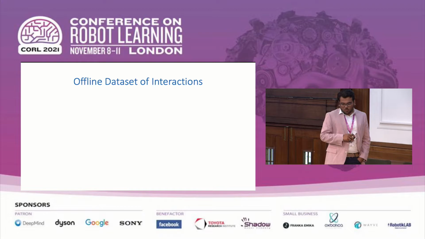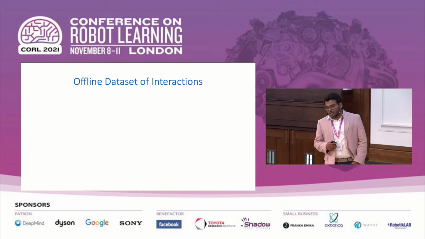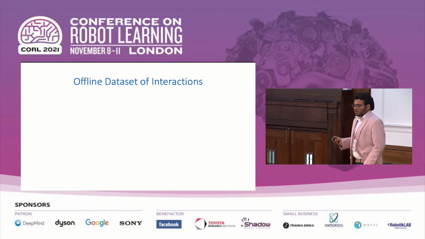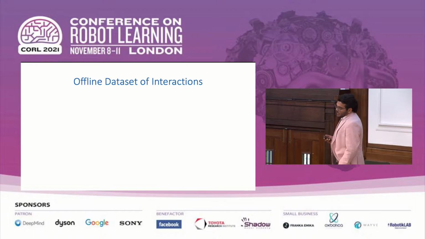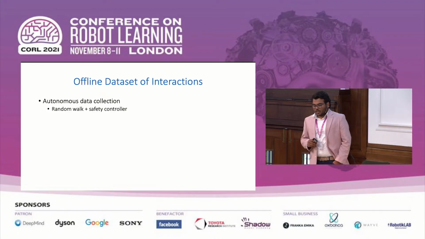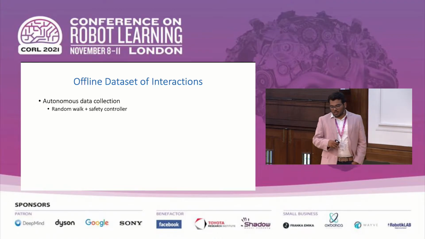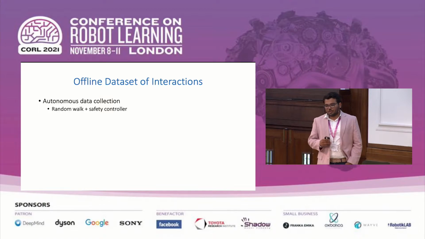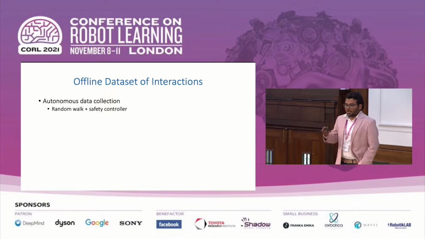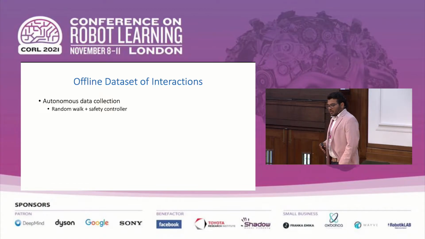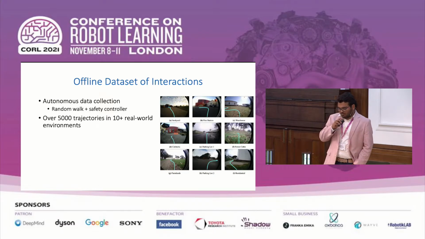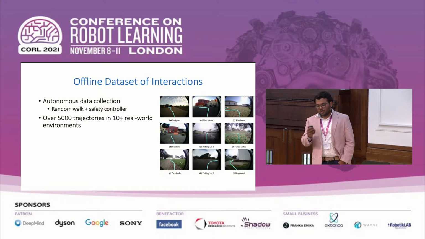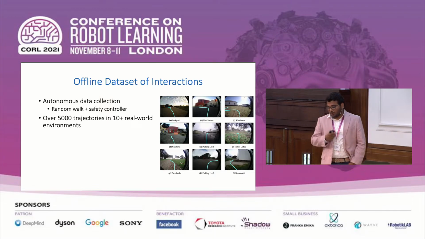To this end, we collected an offline data set of trajectories that can be used for learning exploration behavior. At the core of this data set is an autonomous data collection policy that uses a systematic random walk and a safety controller at the high level that uses a 2D LiDAR to automatically label trajectories that you've collected. In all, this amounts to about 5,000 trajectories in 10 to 12 different real-world environments. A small sample is shown on the right.